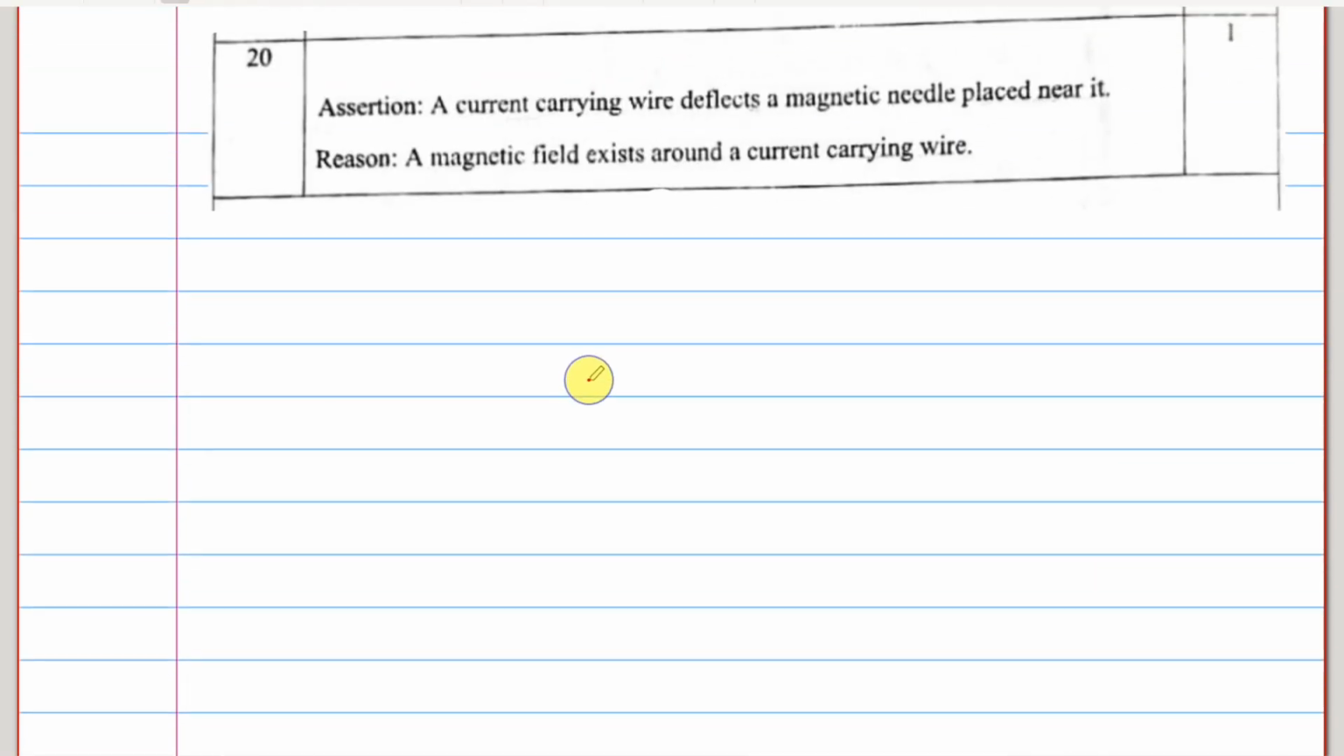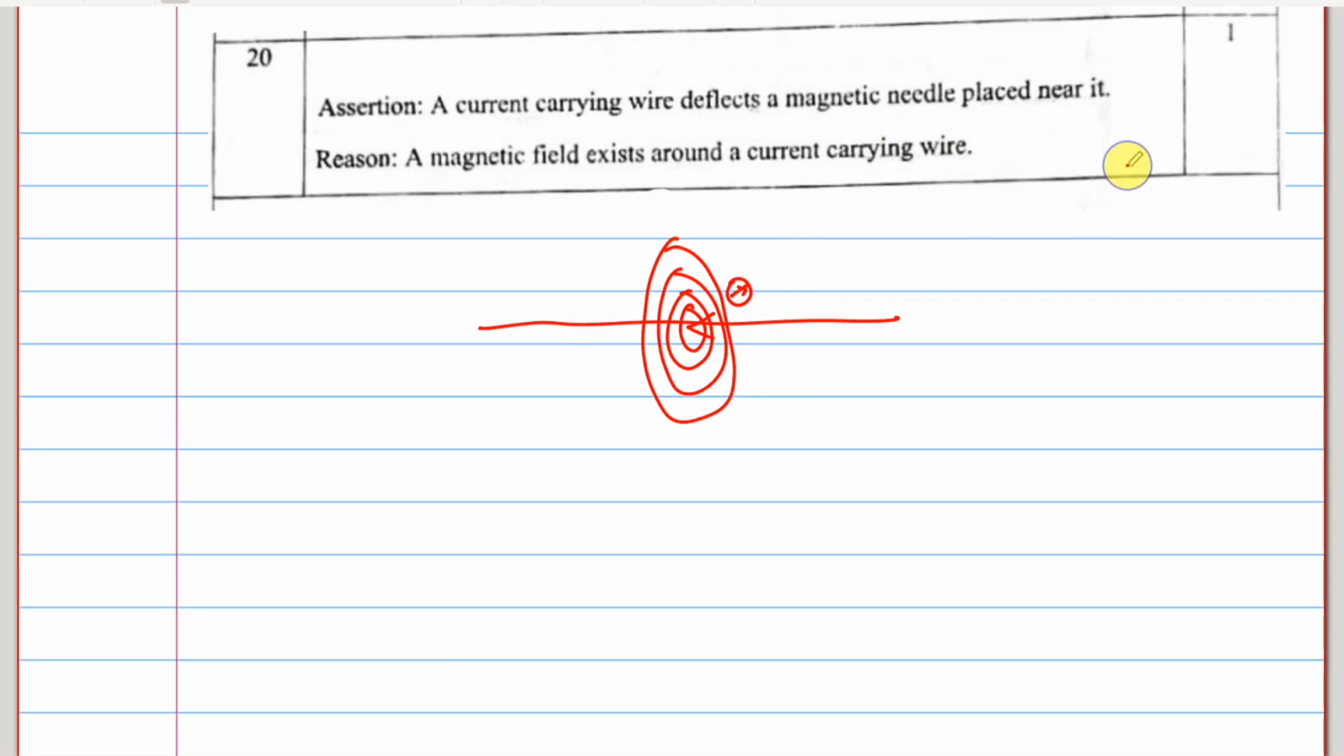Next, 20th assertion: a current carrying conductor or a wire deflects a magnetic needle placed near it. Is it true? Yes, it is true. Due to the magnetic effect of electric current, a magnetic field gets generated. Whenever current passes through a conductor, concentric magnetic field lines are generated right around the conductor. So when we bring a magnetic compass nearer to this current carrying conductor, its needle will get deflected. So this statement is true.